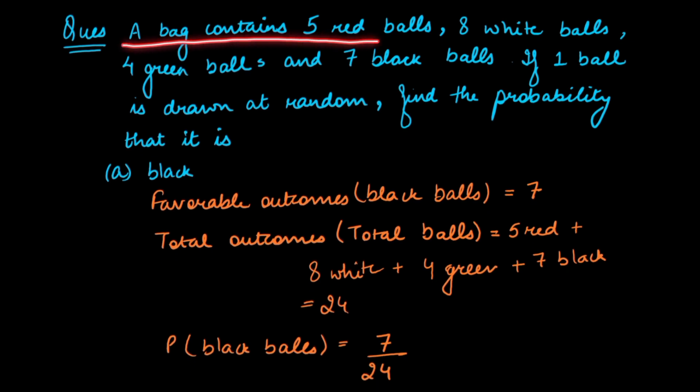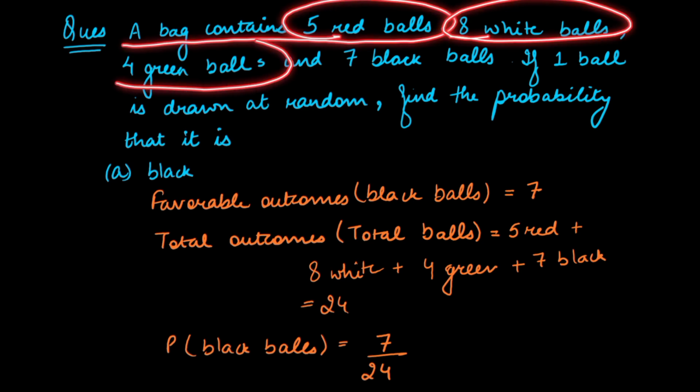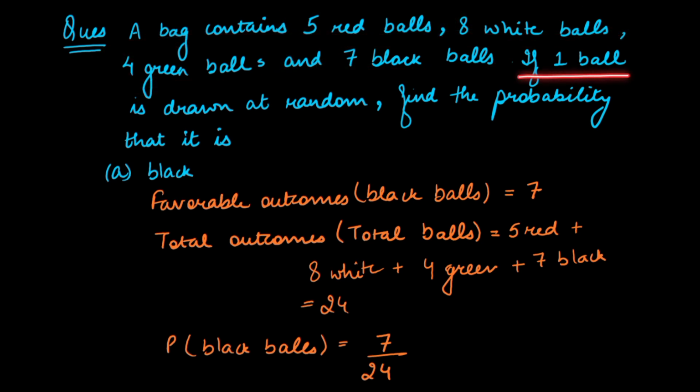A bag contains 5 red balls, 8 white balls, 4 green balls, 7 black balls. If one ball is drawn at random, find the probability that it is black. Okay, so we have 5 red, 8 white, 4 green and 7 black balls. So the total number of balls is 5 plus 8 plus 4 plus 7, that is 24 balls. Total number of possible outcomes is 24.